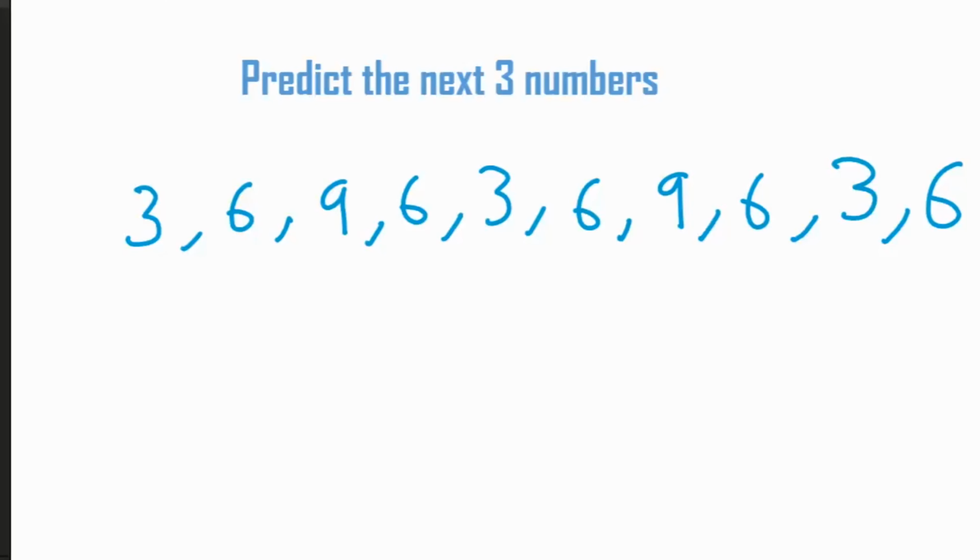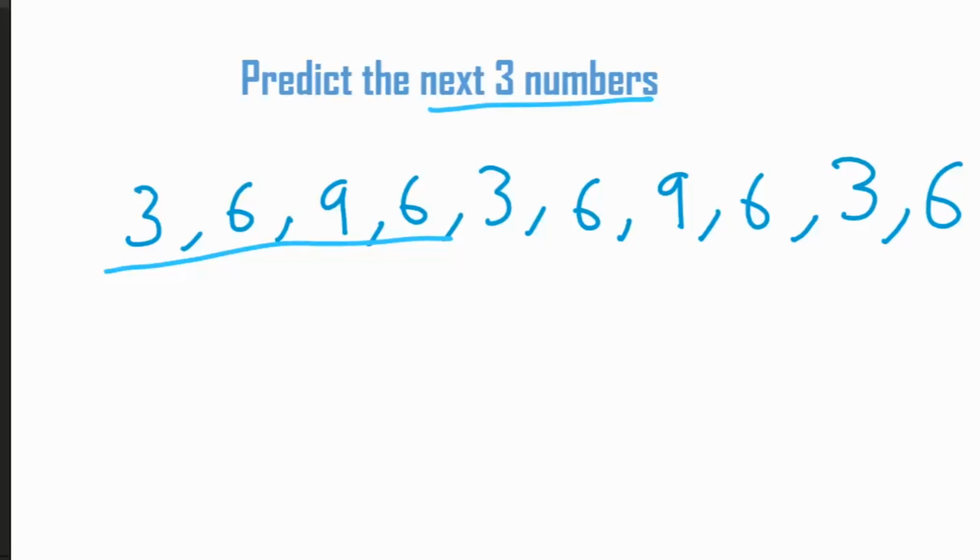So now, as you can see, the pattern here is 3, 6, 9, 6. And then it keeps repeating. So our main pattern is 3, 6, 9, 6. If you want, you can underline it. Now, all we need to do is simply repeat it. What we have to do here is predict the next 3 numbers.